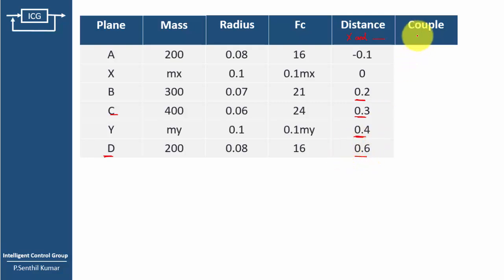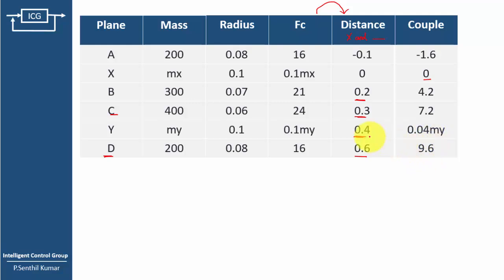Now I can find the couple. Couple is nothing but the multiplication of the centrifugal force with the distance. Just multiply these two columns, you will get the couple. 16 multiplied by 0.1 is minus 1.6, then this is 0. Then 21 multiplied by 0.2 is 4.2. Then the remaining parameters are 7.2, 0.04 my, 9.6.